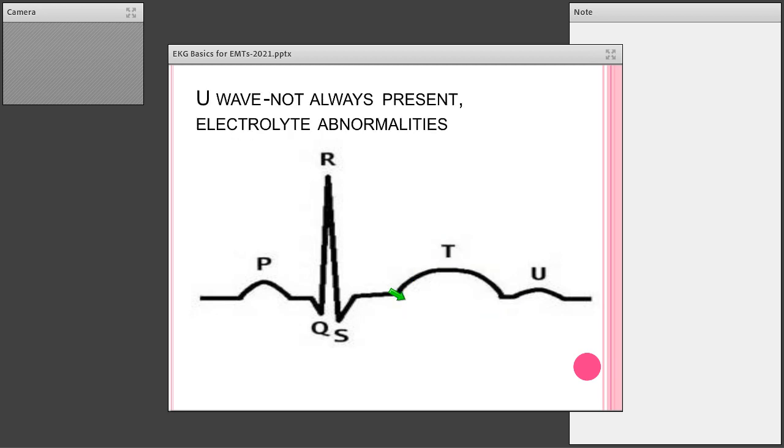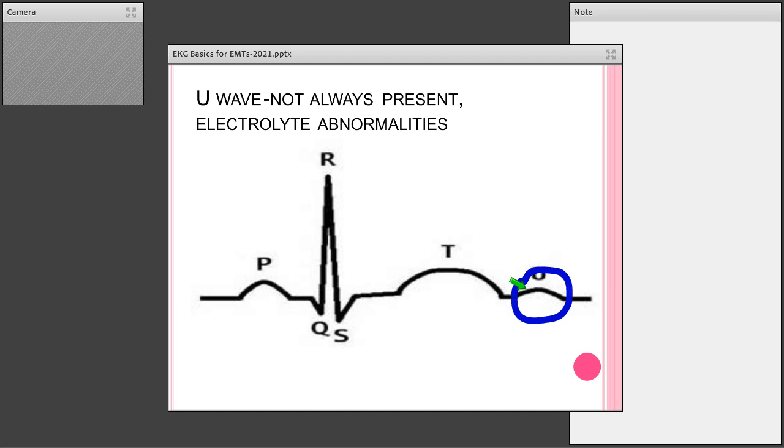And then finally, we have the U wave over here. And this is not always present in every rhythm. It could be a sign of high potassium or other electrolyte abnormalities. If your patient takes a medication with a cardiac side effect, they might have a U wave.